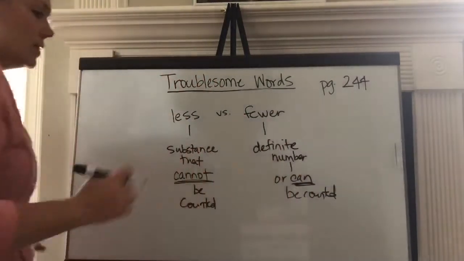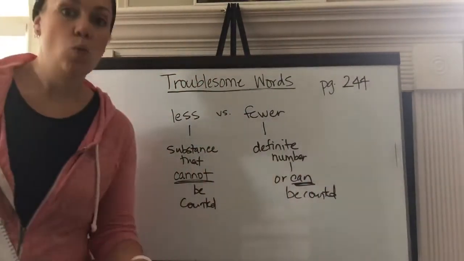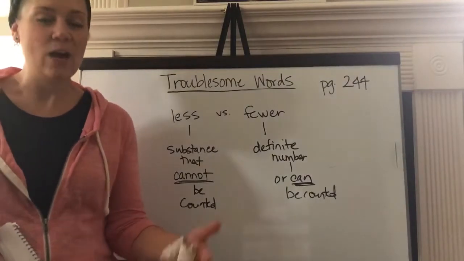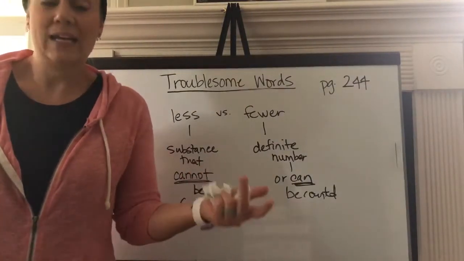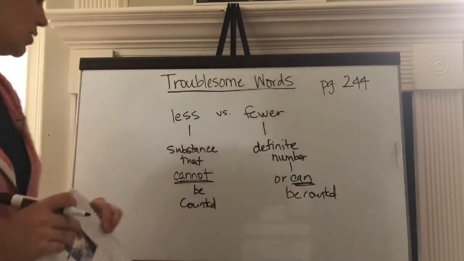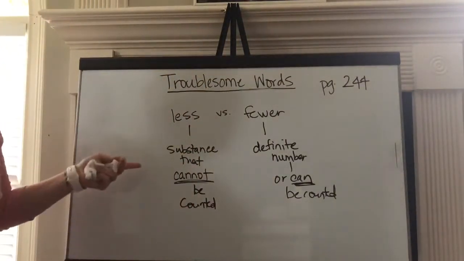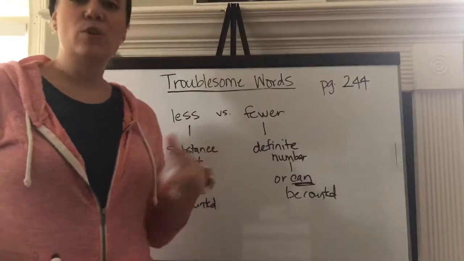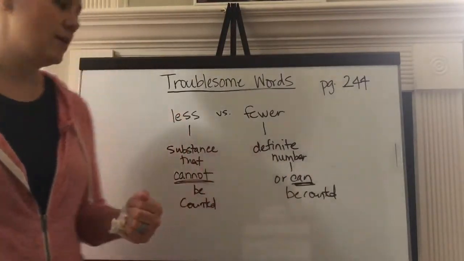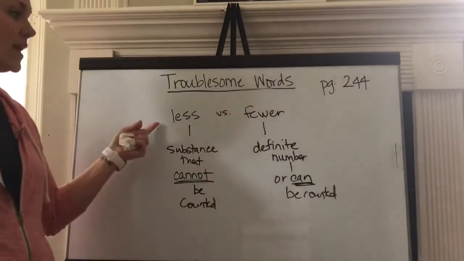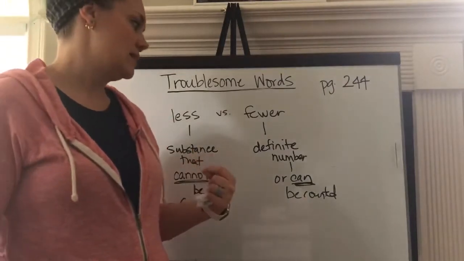Okay, so less would be like water, right? We can't count water or rain. We can't count rain. The only one who knows how many raindrops happen in a storm is God, right? All right, so we wouldn't say we got fewer rain today than we did yesterday because we cannot count rain. We would say we got less rain today than yesterday.